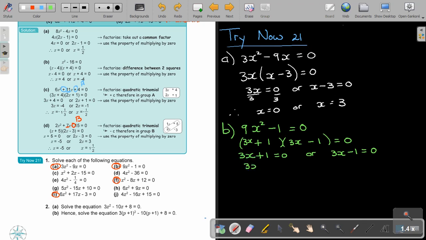So then it's 3x equals negative 1. This will be 3x equals positive 1. I divide 3, I divide 3. So x is equal to minus a third, or x is equal to 1 over 3. And that's my final answer. Okay, I'm going to make space.